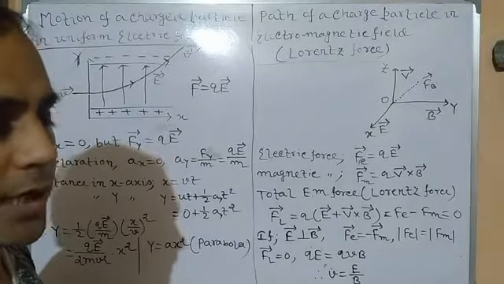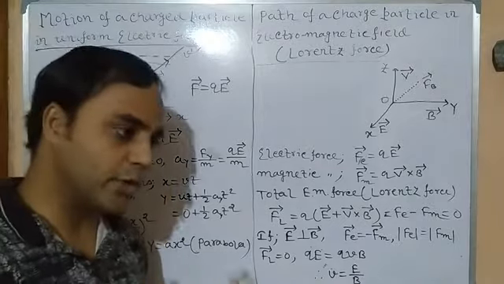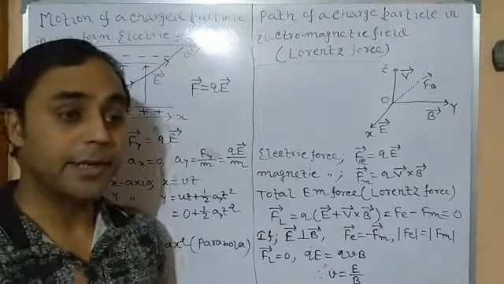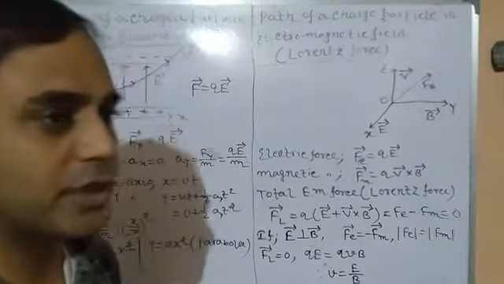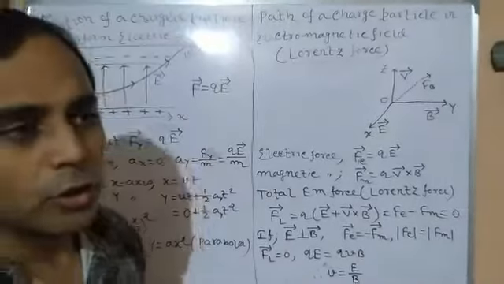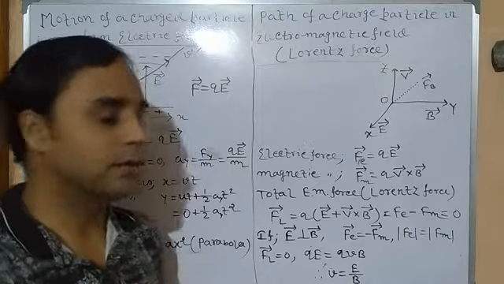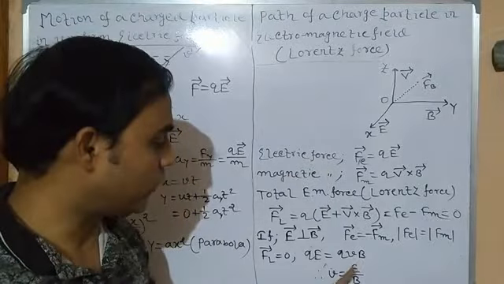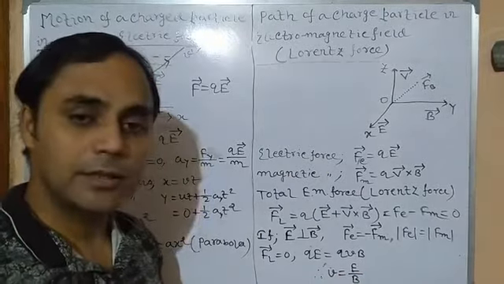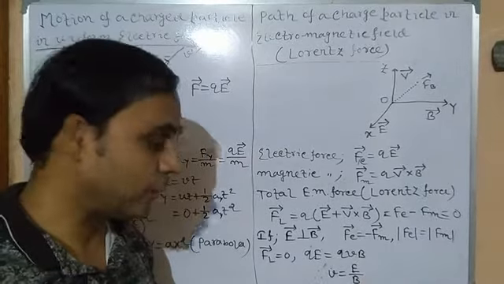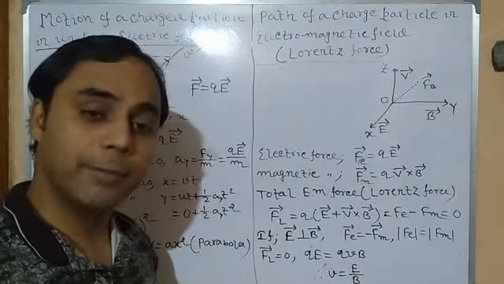Clear? So this is the Lorentz force, meaning the total force acting on a charged particle due to both electric field and magnetic field. If these two fields are perpendicular to each other and the forces are opposite to each other, and if their magnitude is the same, then the velocity will be the ratio of electric field to magnetic field, not magnetic field to electric field, and it will just keep moving in a straight line.